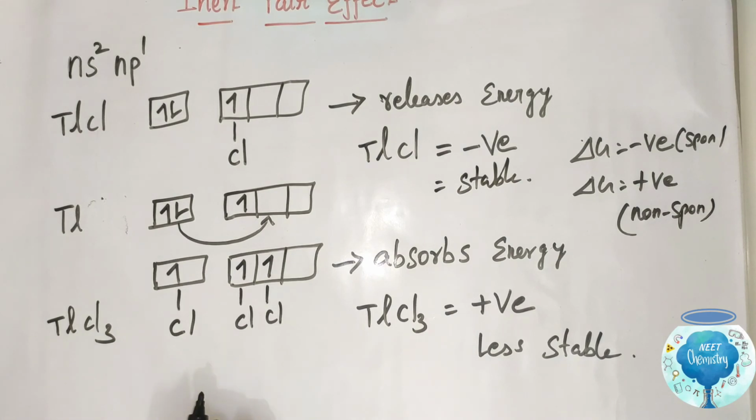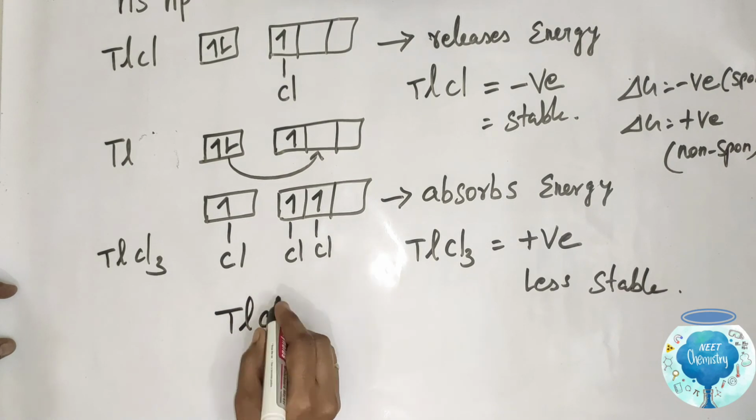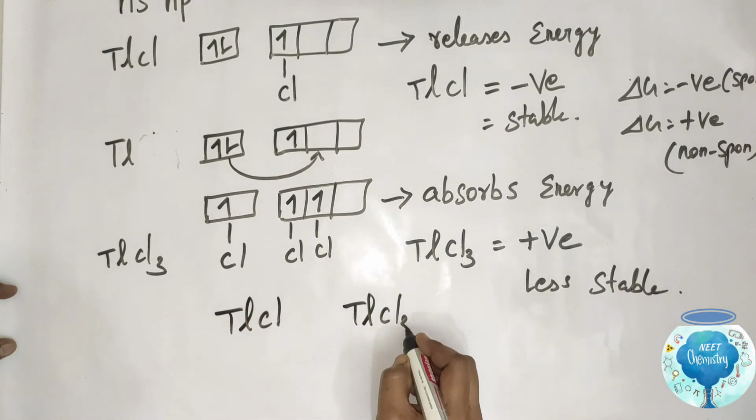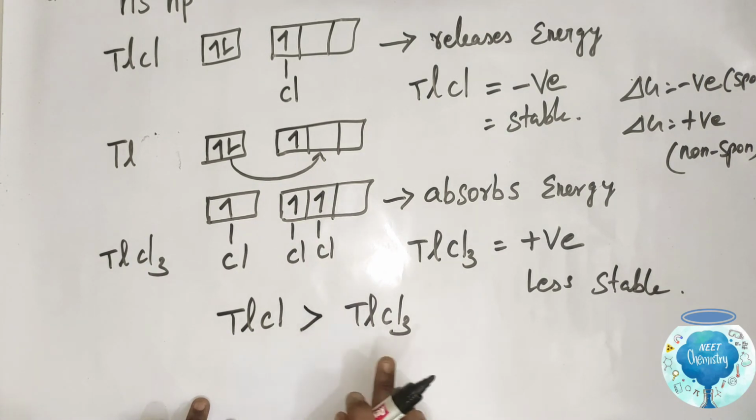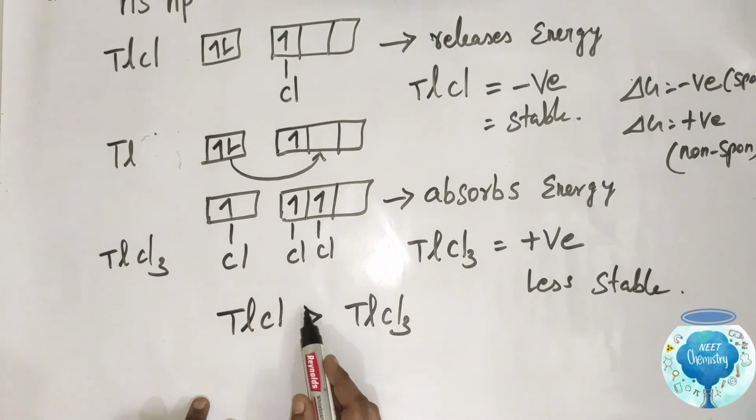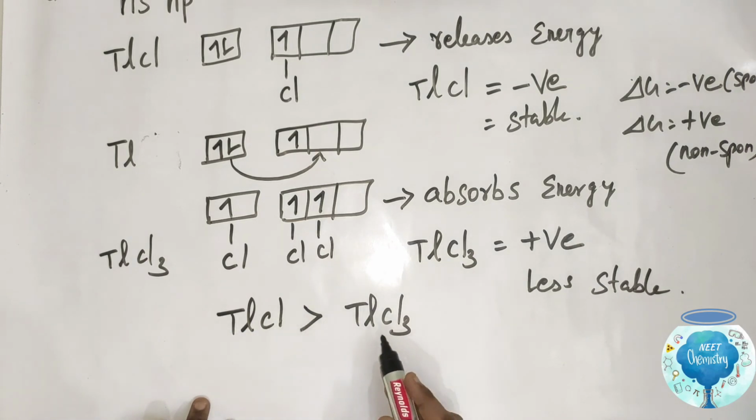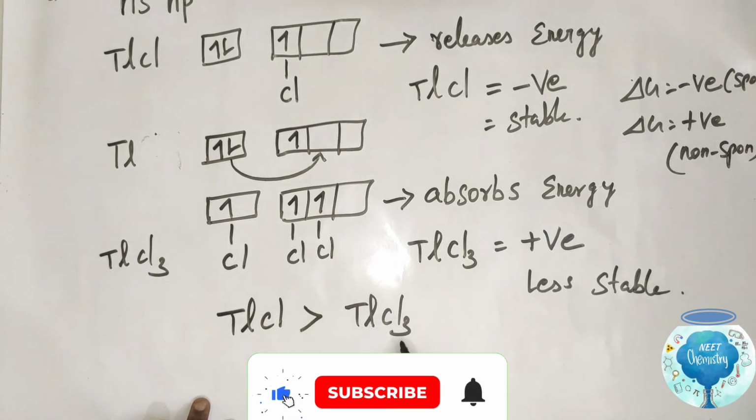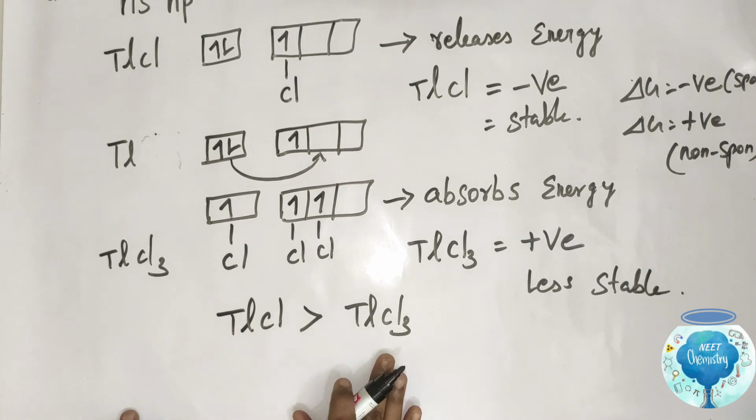So according to the thermodynamic principle, of thallium monochloride and thallium trichloride, which one is more stable? Thallium monochloride is more stable than thallium trichloride. The reason is that when thallium bonds with one chlorine, it releases energy. When thallium combines with 3 chloride ions, it absorbs energy, so it is less stable than the monochloride.